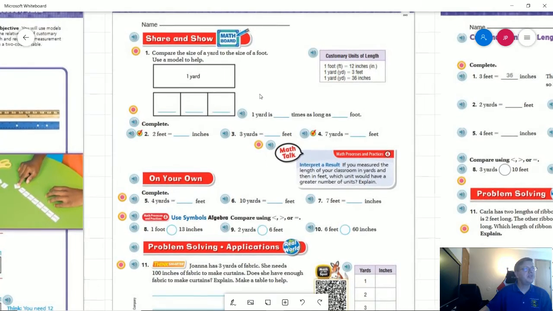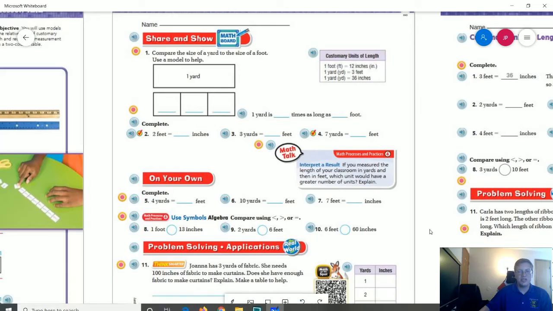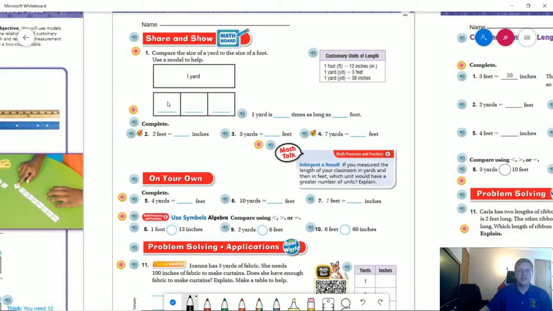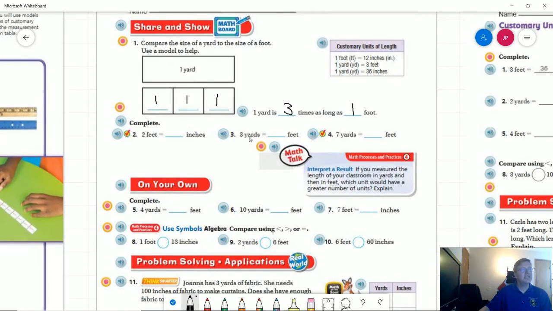To start with, for number 1, we can see that there are 3 feet in a yard. If I did my model here, we would have 1 foot here, 1 foot here, 1 foot here. All 3 of those together gives us 1 yard. So a yard is 3 times as long as 1 foot. If I know that, I can multiply the number of yards by 3 to get my number of feet. For number 3, I can do 3 times 3, and that will give us 9 feet.